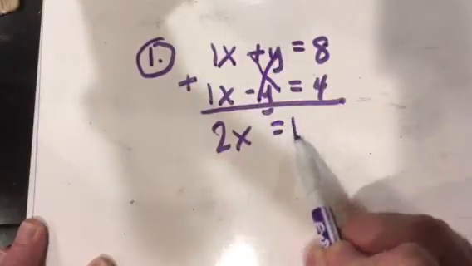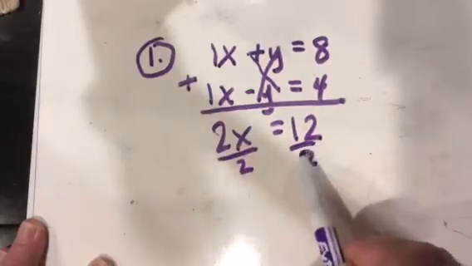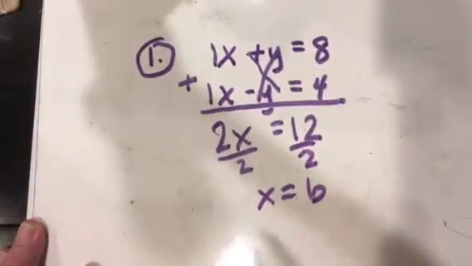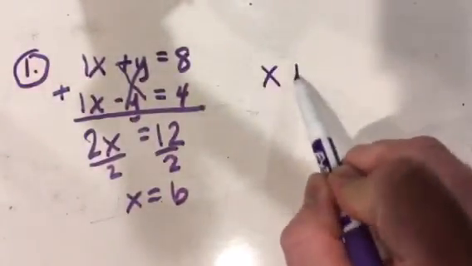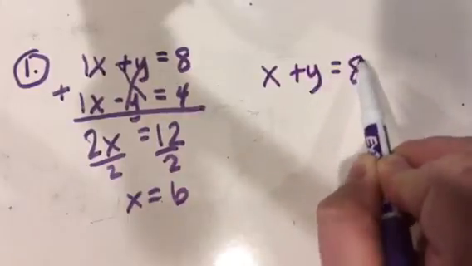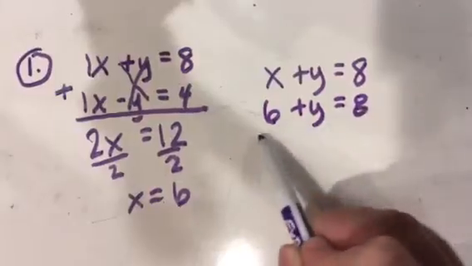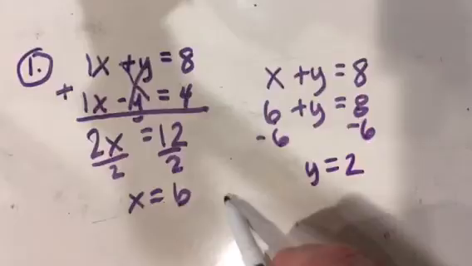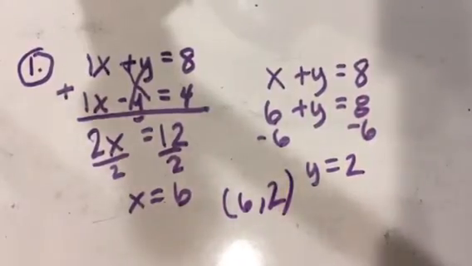8 plus 4 equals 12. Divide by 2. X is 6. Very quickly we figured out that x is 6. Then we would just go to one of the equations, like the top one, x plus y equals 8. We now know that x is 6, so 6 plus y equals 8. Subtract 6. We know that y is 2. The answer to this system is 6, 2.